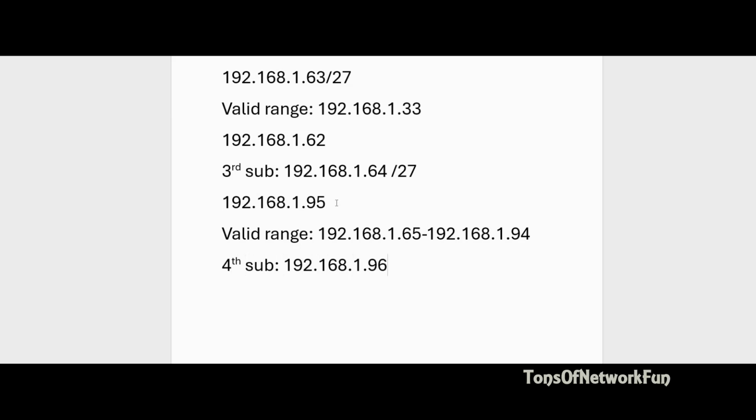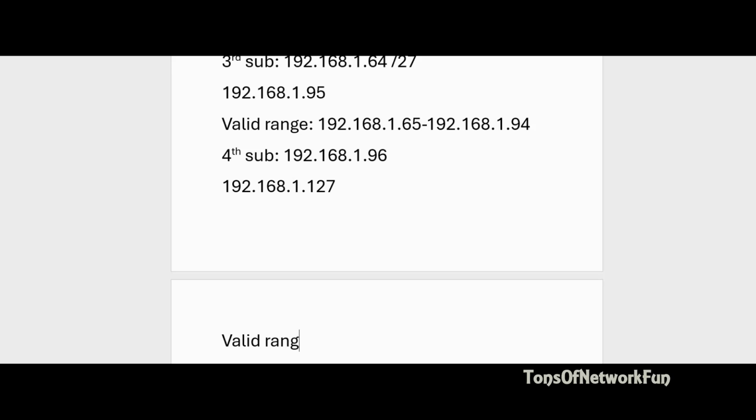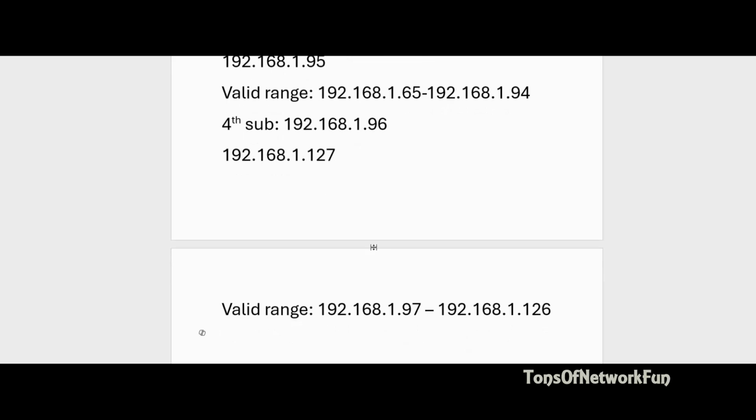Fourth will start at 192.168.1.96. This is where we ended. So this will start here, and the broadcast for this subnet is 192.168.1.127. 96 plus 32 is 128, but 1 minus 128 is 127. Valid range here is 192.168.1.97 until 192.168.1.126, right?